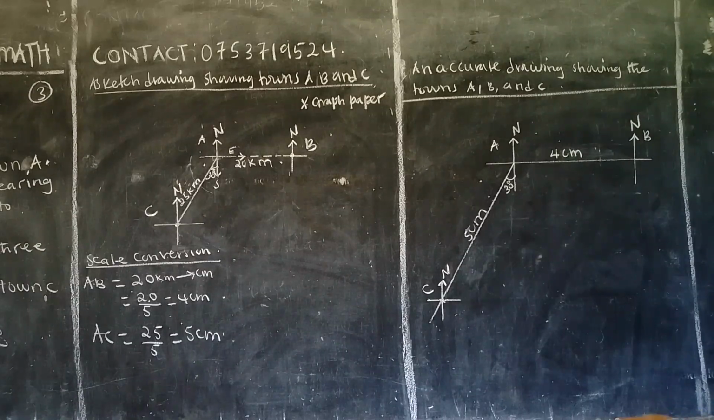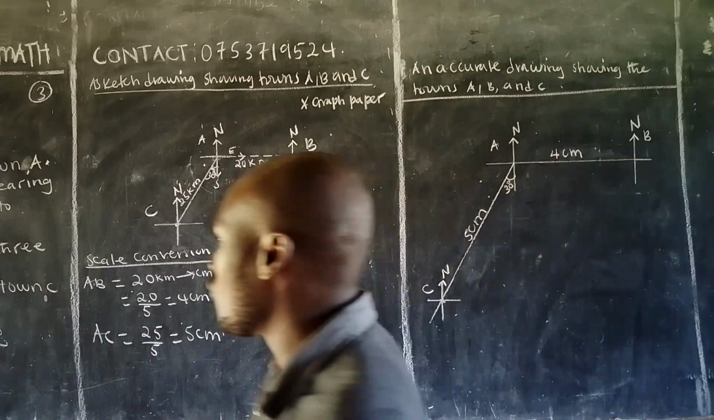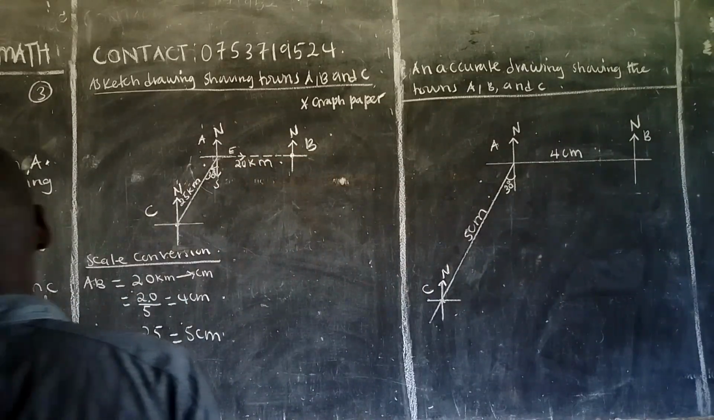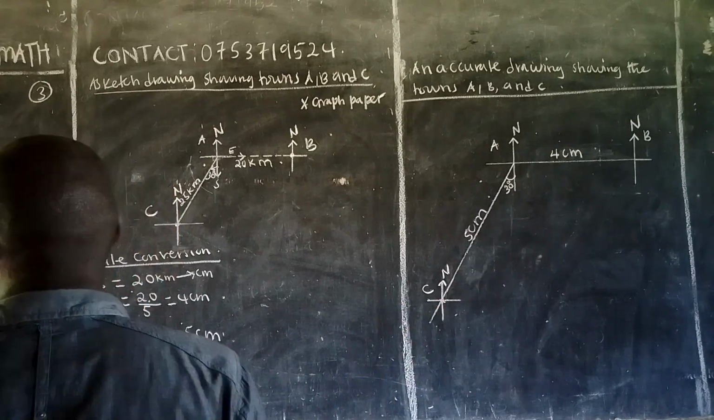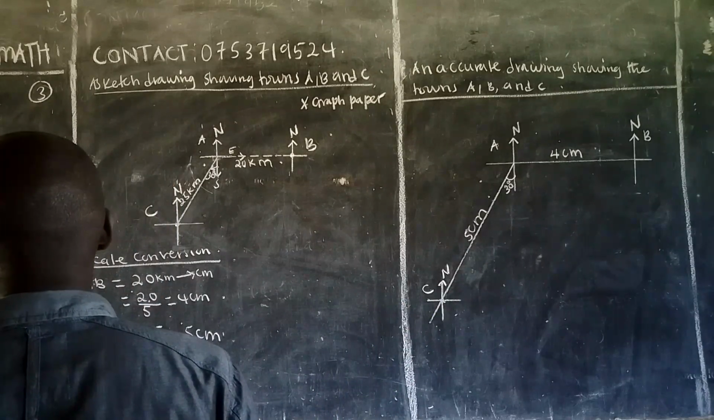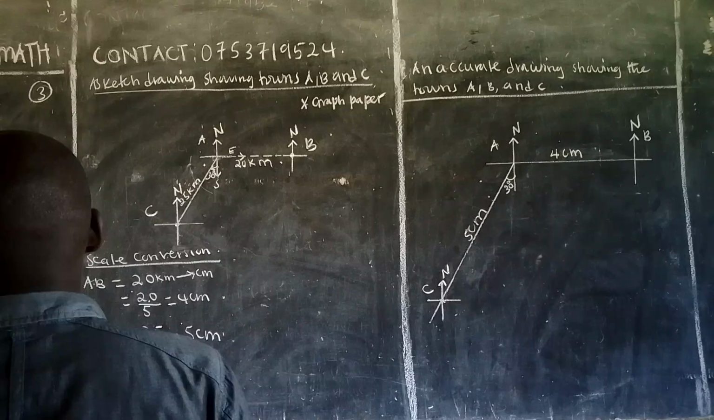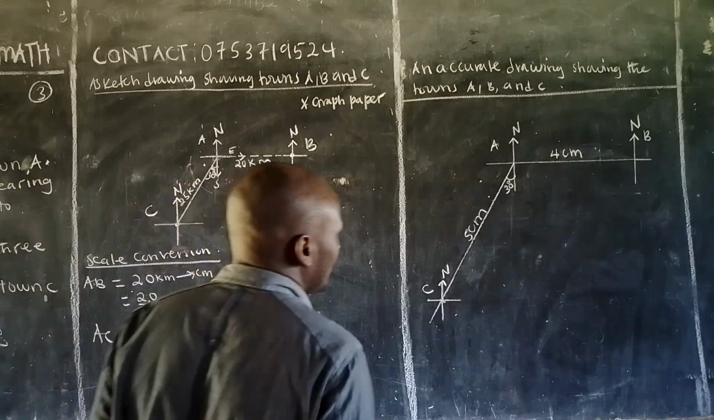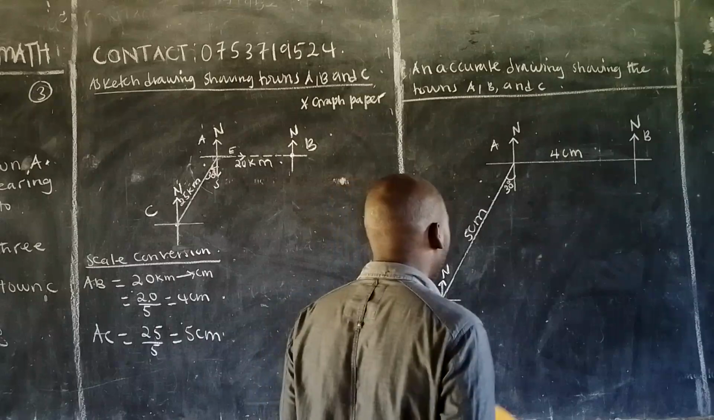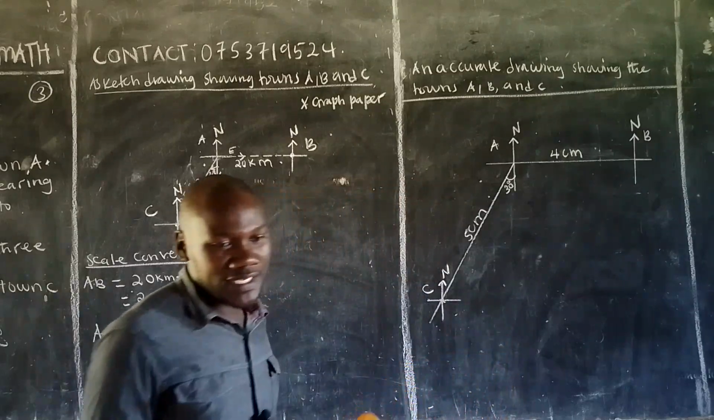All right, good. Now, let's continue. In the question part A, they said draw a diagram showing the 3 towns. We are finished showing the 3 towns. Then part B, find the distance between town C and town B.